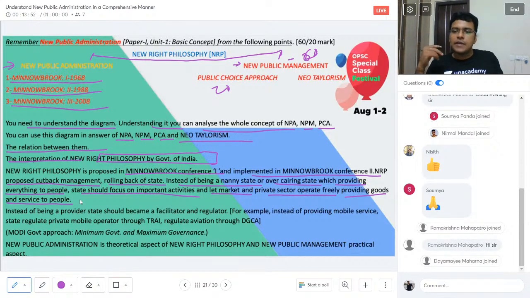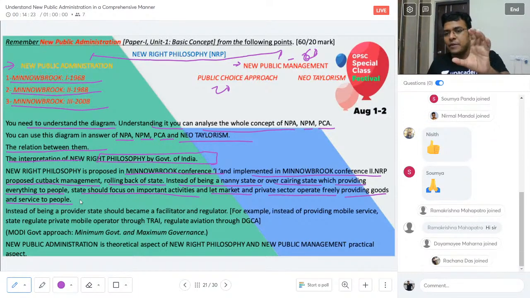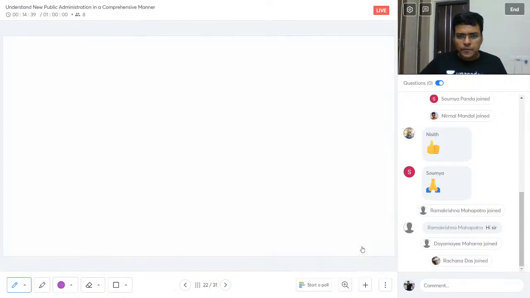Suppose India is a nanny state. What happens if India becomes a nanny state, an over-caring state? That means whatever goods and services you need are provided only by the Government of India. There is no private sector. Imagine that scenario; it was prevalent before 1991. You only read that LPG was there, but LPG, the liberalization, privatization and globalization concept, is an outcome or interpretation of new right philosophy. Very few people know this. So just imagine a scenario. I'm giving you a new slide.